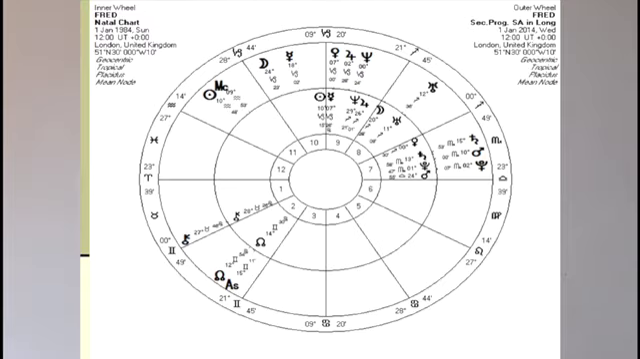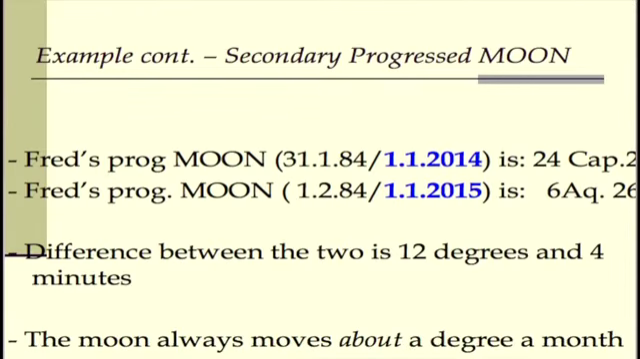Well, anyway, on slide 10 you'll see that the Moon has moved to 6 degrees of Aquarius, and here on slide 9 you can see exactly where the progressed Moon is on these 2 days, which equals these 2 years. So I've written it here. As you can see, the progressed Moon on the 31st of January, which equals the 1st of January 2014, is at 24:12 of Capricorn. A day later, which is a year later, it's at 6:26 of Aquarius. So the difference between these two is 12 degrees and 4 minutes.